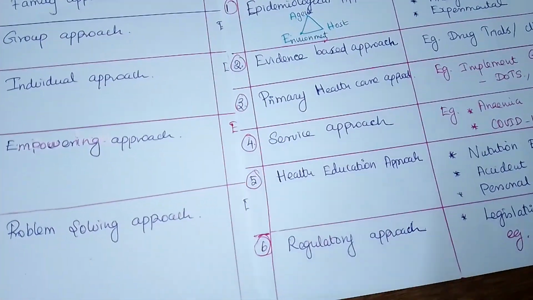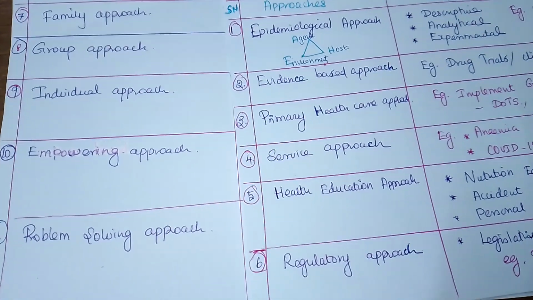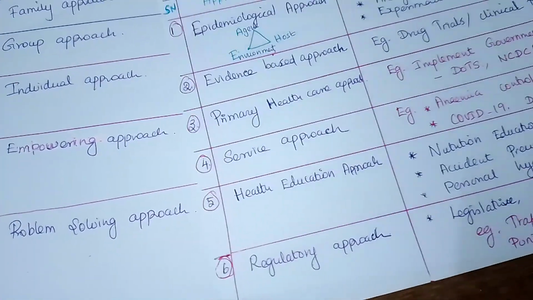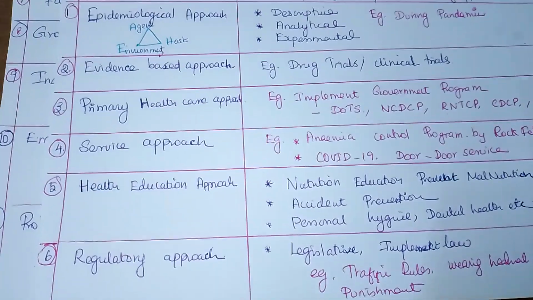There are 11 approaches you can write. Understand? Family approach, group approach, individual approach, empowering approach, problem-solving approach, as well as epidemiological, evidence-based, service, health education, and the regulatory approach. Thank you.